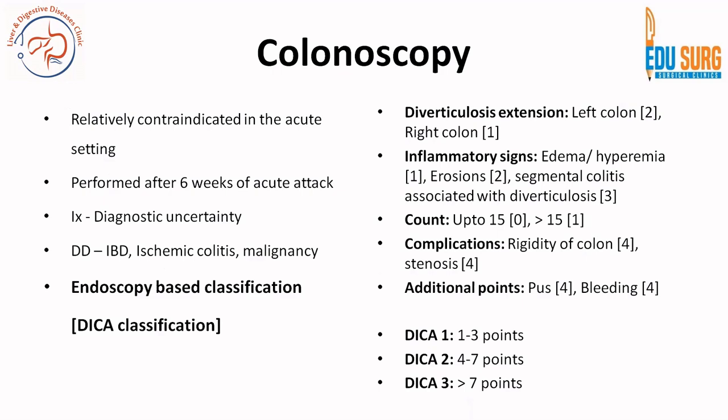There is an endoscopy-based classification, which is DICA, which is a mnemonic. The diverticulosis extension, that is D. Is it in left colon or right colon? The brackets show you the points. Inflammatory signs can be edema, hyperemia, erosions, or SCAD, that is segmental colitis associated with diverticulosis. Count up to 15 and more than 15. Rigidity, that is basically looking at fibrosis, and stenosis is 4. Additional points are for pus and bleeding. And this is how the staging is done on colonoscopy.